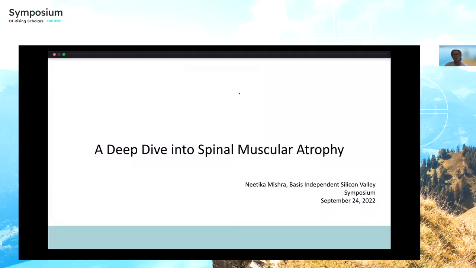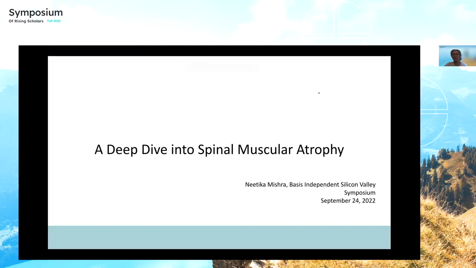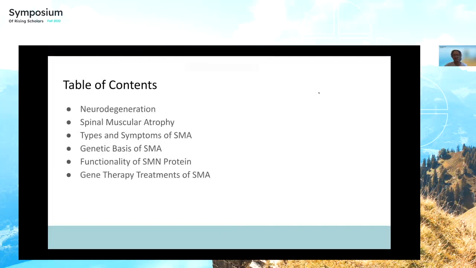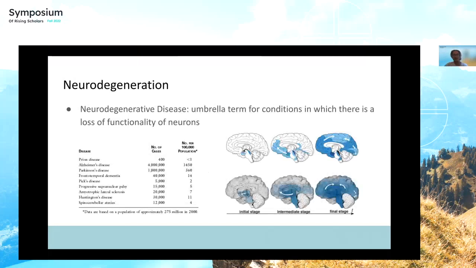Okay. So, hi everyone, my name is Neetika Mishra, and I will be presenting my research this summer on spinal muscular atrophy. I will be discussing neurodegeneration, spinal muscular atrophy in general, types and symptoms of SMA, the genetic basis of spinal muscular atrophy, the functionality of the specific protein that causes spinal muscular atrophy, and gene therapy and future treatments in the end. But let's start with the basics.